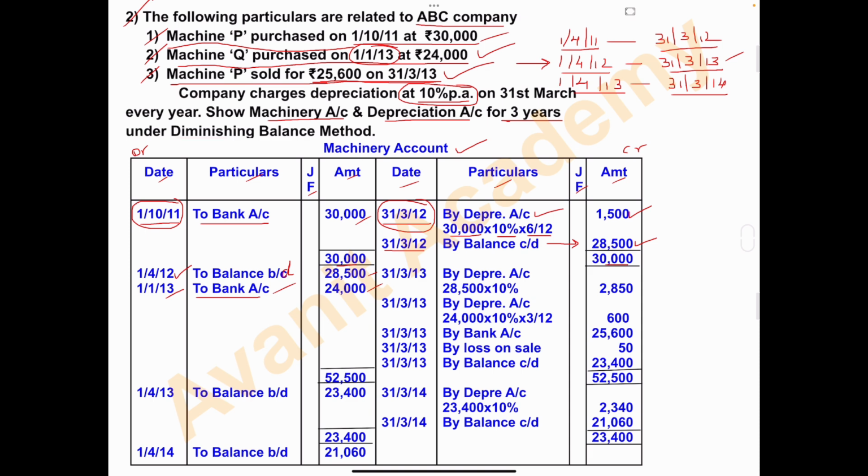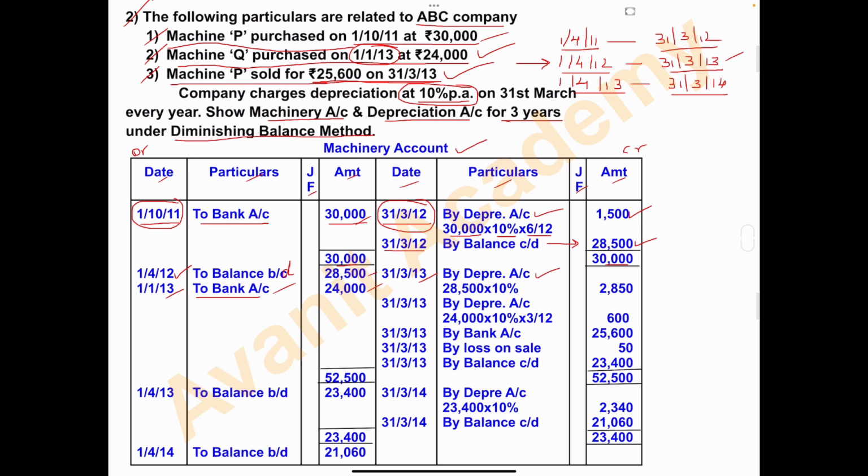So right here, credit side, that is 31st March 2013, because machine P is sold on 31st March 2013. So right here, by depreciation account. Here depreciation is calculated on the written down value of the machinery, because we are solving the problem on the diminishing balance method or written down value method. The original value of machine P is 30,000.